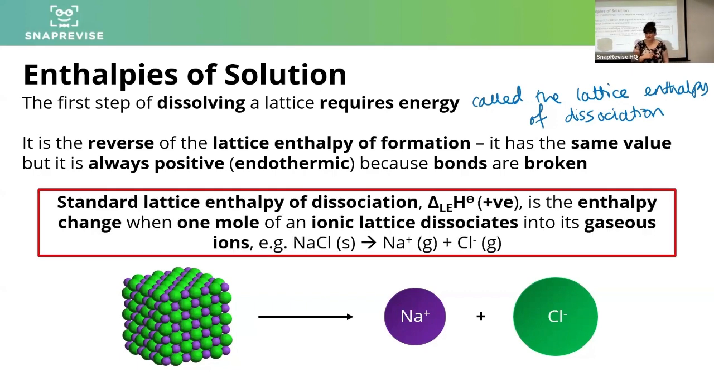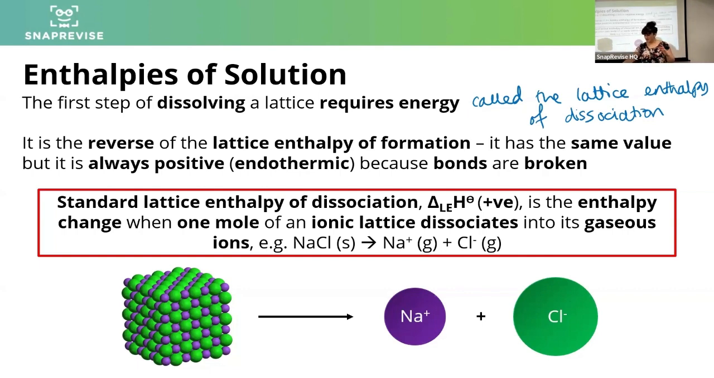It's also worth knowing this definition off by heart. It's the same as lattice enthalpy of formation, but in reverse. So standard lattice enthalpy of dissociation, which is positive because we're breaking bonds, is the enthalpy change when 1 mole of an ionic lattice dissociates into its gaseous ions. Again, the molarity comes from the fact that we're breaking up 1 mole of our solid ionic lattice, but we've still got to have our gaseous ions as our products. For example, sodium chloride solid goes to make sodium ions gaseous and chloride ions gaseous.